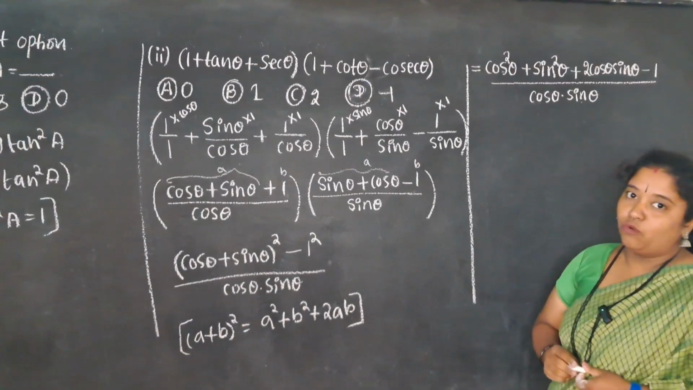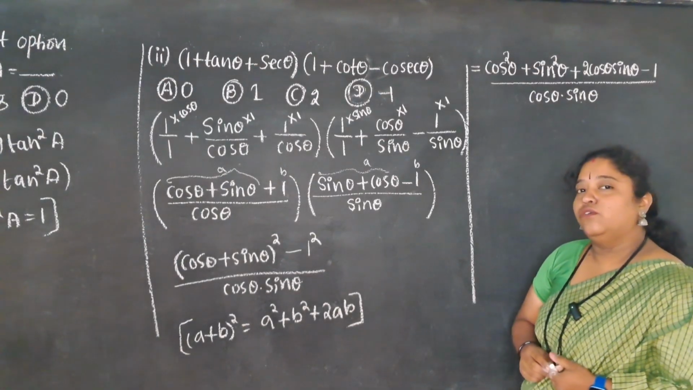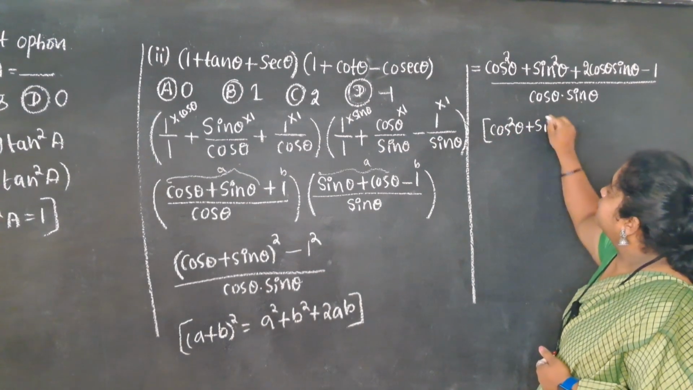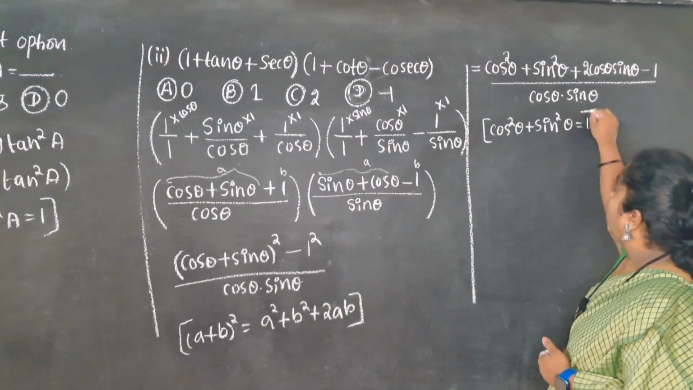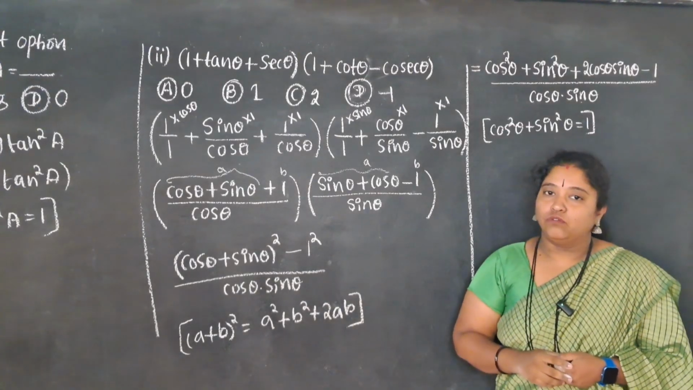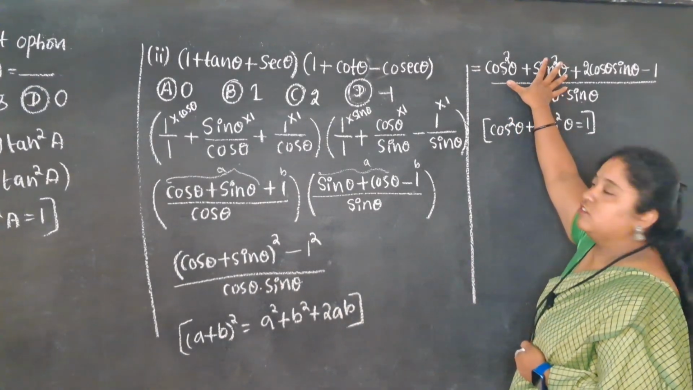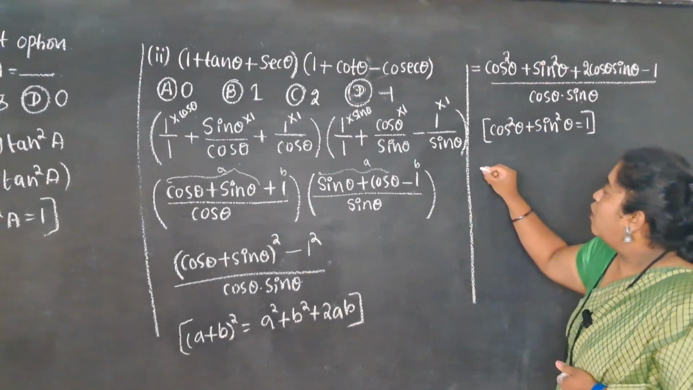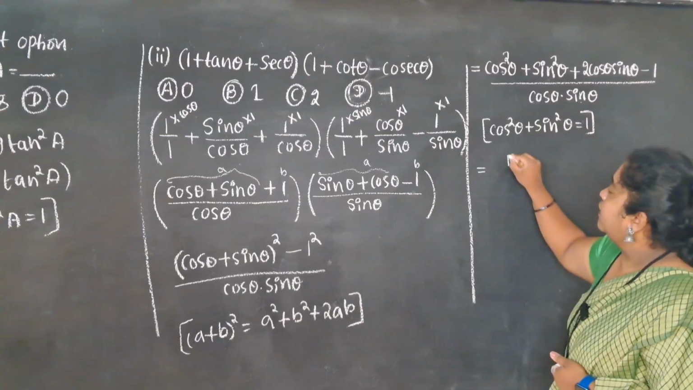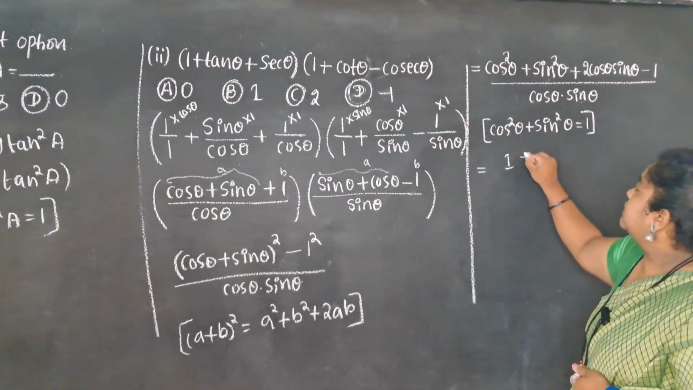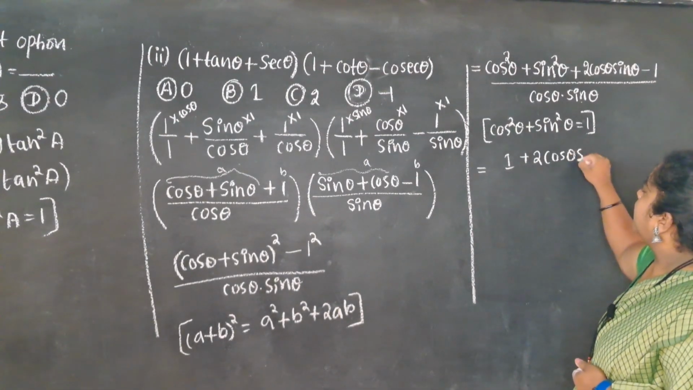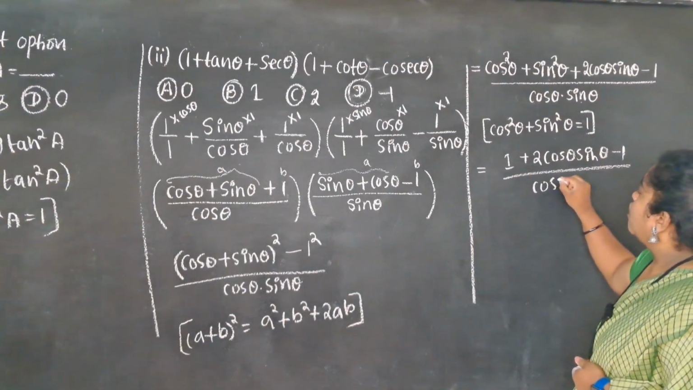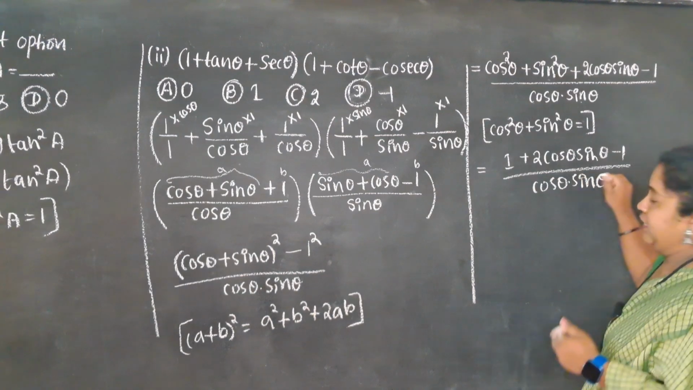Again, remember one more identity which I have to remember here, dears: cos square theta plus sin square theta is equal to 1. So instead of these two, I am going to substitute 1. Now what am I going to get here, tell me. 1 plus 2 cos theta into sin theta minus 1 divided by cos theta into sin theta.